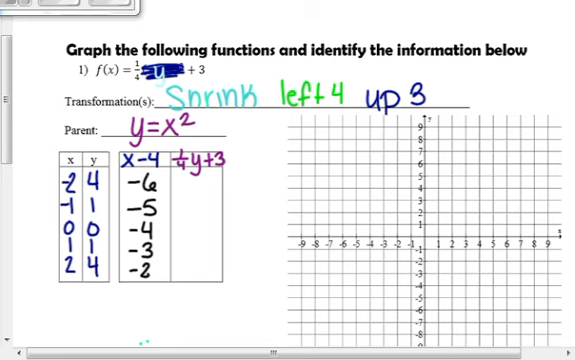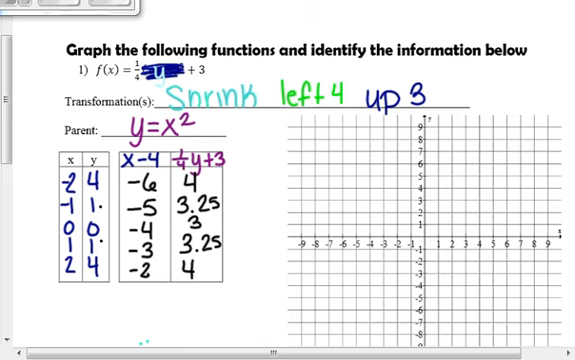Then we take our given y values from our parent function and put them into our y transformation table. So 4 times 1/4 gives us 1. 1 plus 3 is 4. And that happens for both of our 4 values. Then we put 1 where y is, and we get 1/4 plus 3. So we get 3.25 for both 1s. Then we do 0. 0 times 1/4 is 0 plus 3 gives us 3.